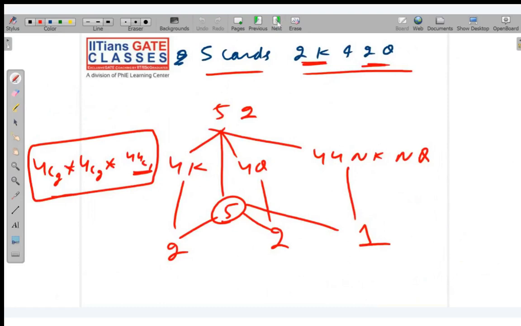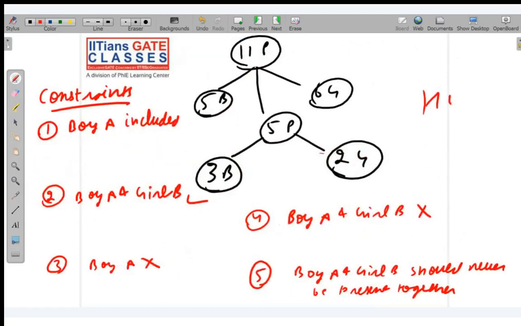Done, sir. Okay, and take this as homework. Try to do it in homework. These are very simple scenarios, with constraints I have applied. So 11 persons, I have to pick 5 persons. From 11 persons, 5 boys and 6 girls. From 5 boys, I have to pick 3 boys. From 6 girls, I have to pick 2 girls.